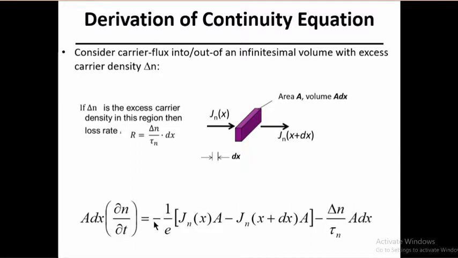And of course, there is the negative sign, because we're talking about electrons. The total flow rate will be the flow rate due to the current minus the flow rate due to the loss rate. So the total flow rate is equal to the flow rate of current minus the loss rate.